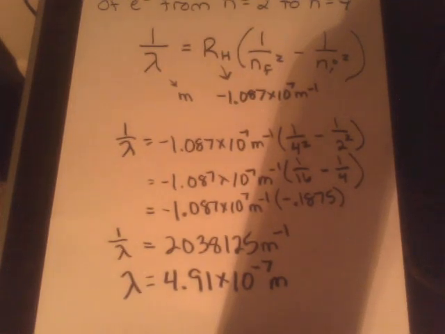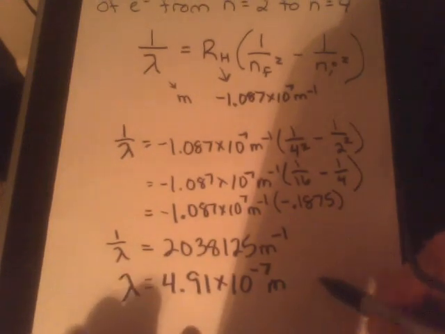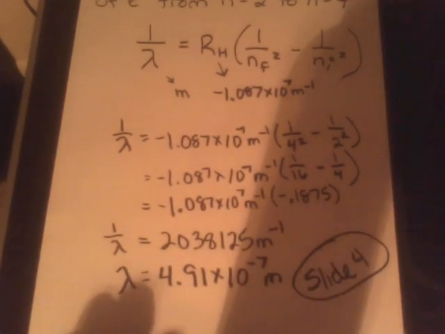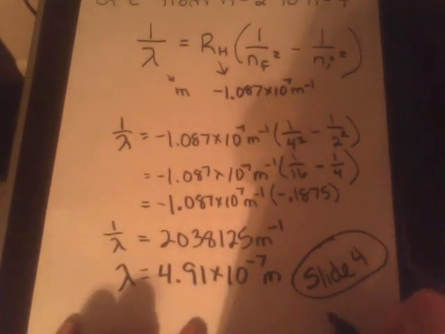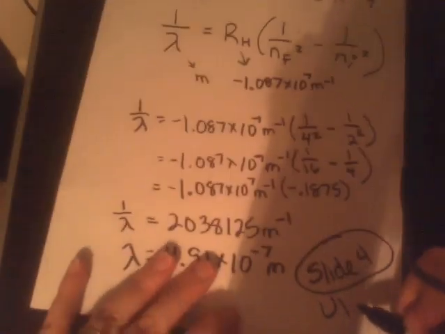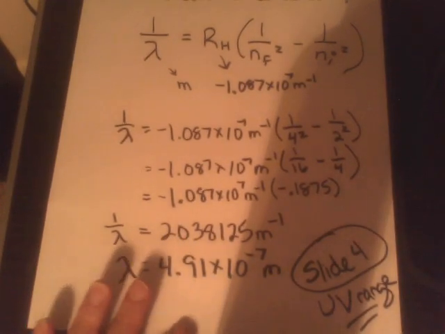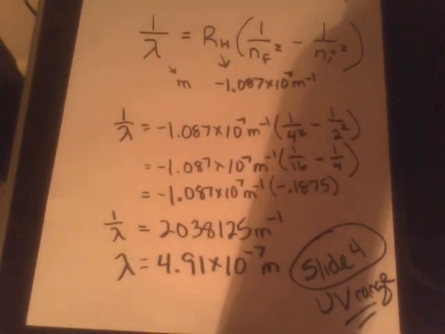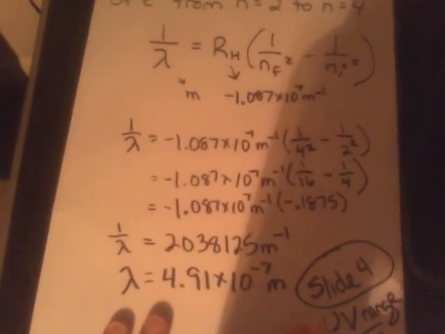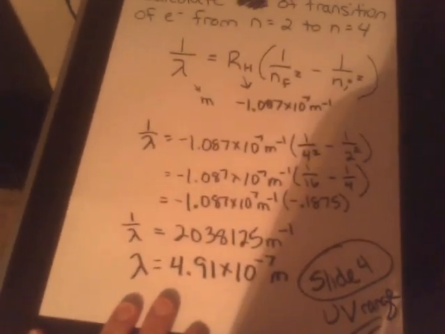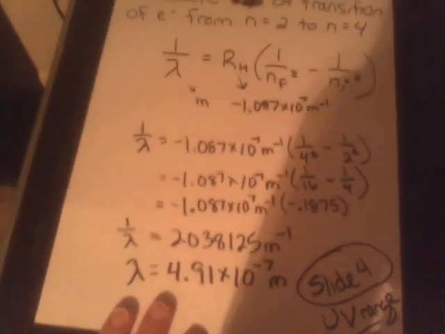So let's see what region that is. If you look at your electromagnetic radiation spectra on slide 4, you can actually predict which region that's in, and it looks like it's going to be in the UV range. So I could very well on the exam give you an electronic transition, and then I could very well ask you what range it would be in.